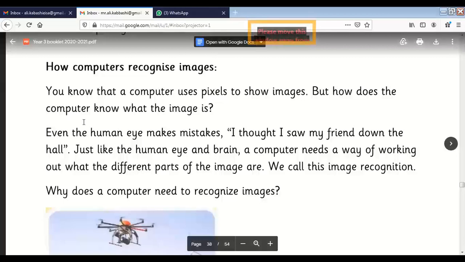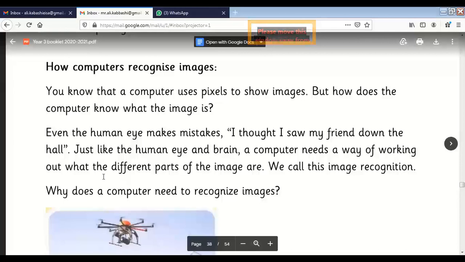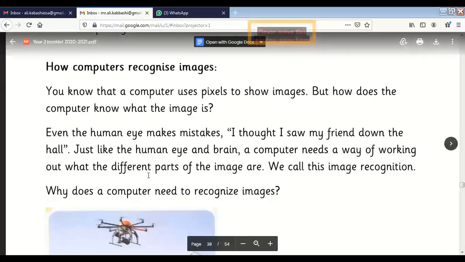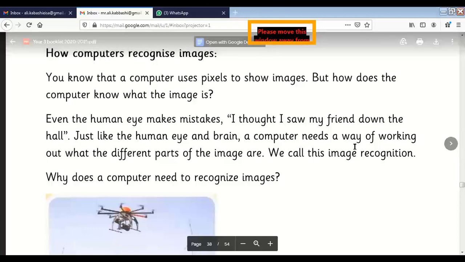We need to know that even the human eye makes mistakes, like when you think you saw something, but when you get near it, you see that it is something else. Like I thought I saw my friend down the hall. Just like the human eye and brain, a computer needs a way of working out what the different parts of the image are. We call this image recognition.